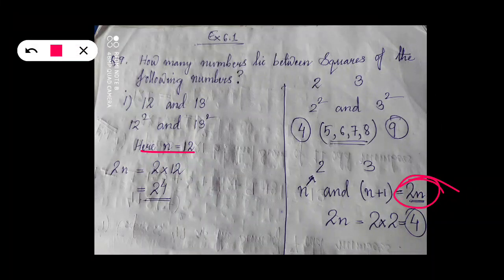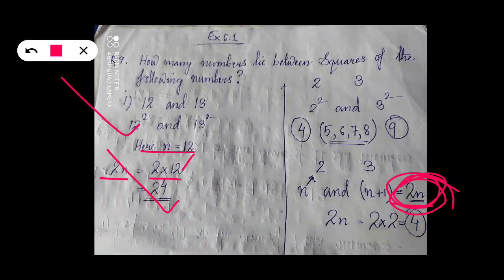You see over here, what is the answer? 2n. So 2n here is equal to 2 into the value of n, which is 12. So 2 12s are 24 numbers lie between 12 square and 13 square. So this is the way you get the numbers between any two square numbers. Okay, any two square numbers, those two should be consecutive. 12, 13, 2, 3, like that.